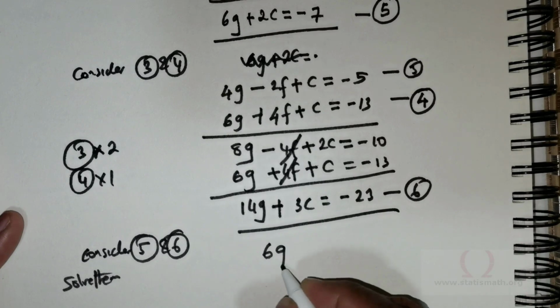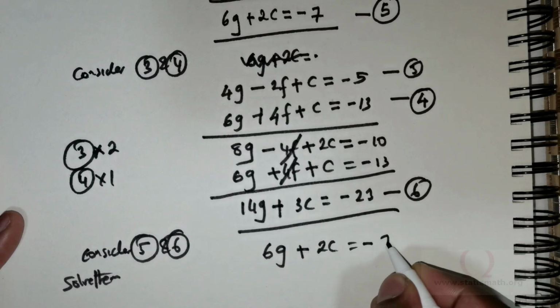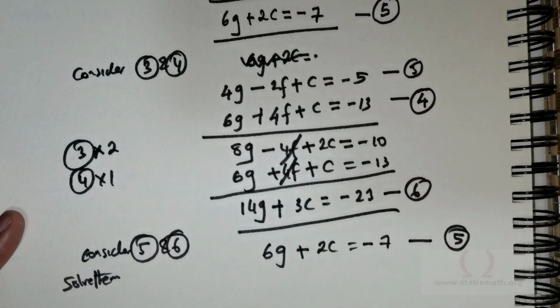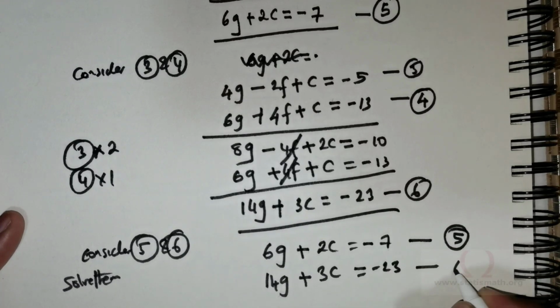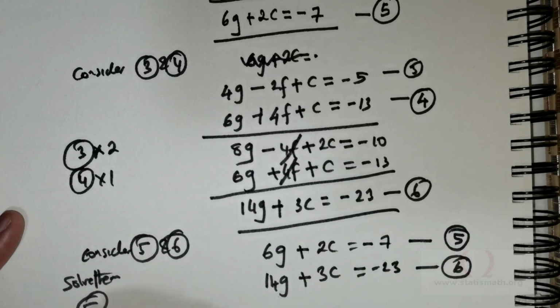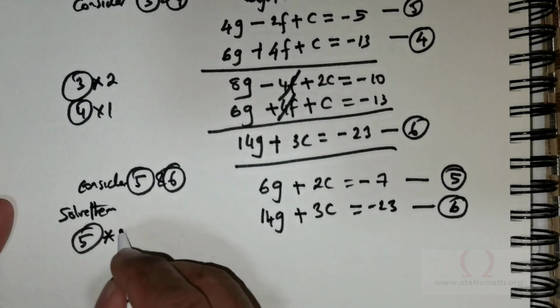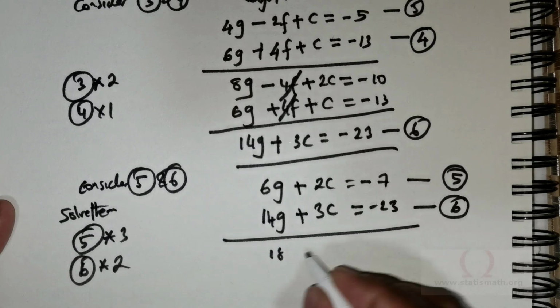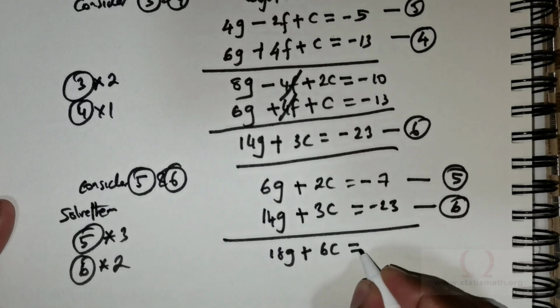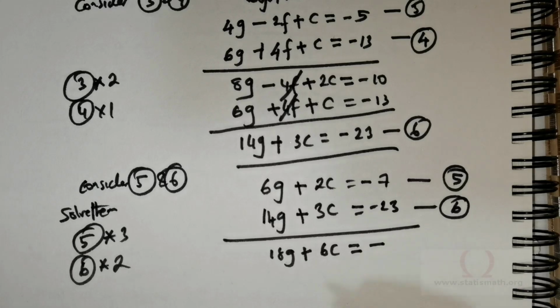So I've got 6g plus 2c is equal to negative 7. This is my 5. And my 6 is 14g plus 3c is equal to negative 23. This is my 6. I take my 5 and multiply with 3. I take my 6 and multiply with 2. So this is 18g plus 6c is equal to negative 23. So what I'm going to do, just to avoid changing in sign, let me multiply it with negative 3.